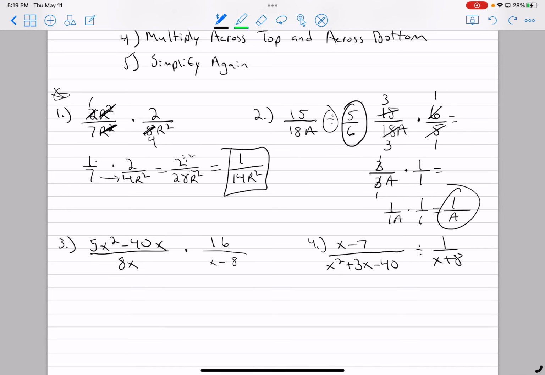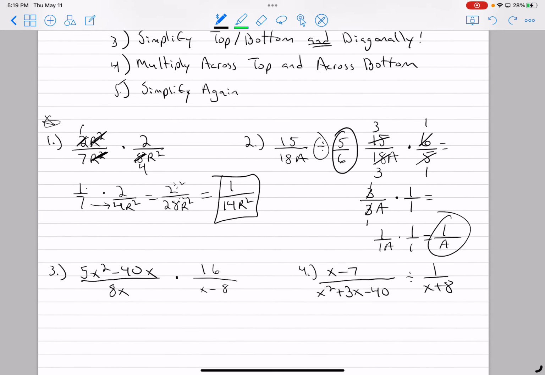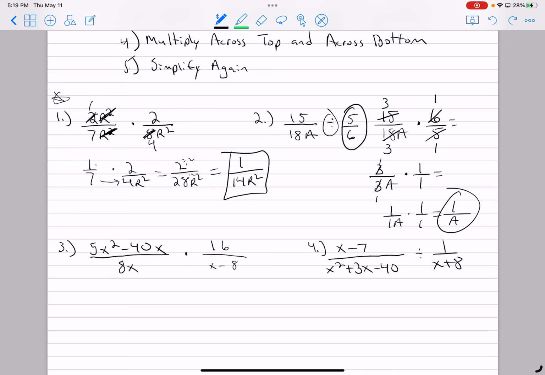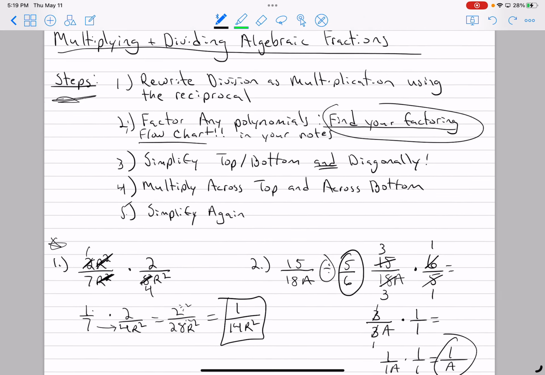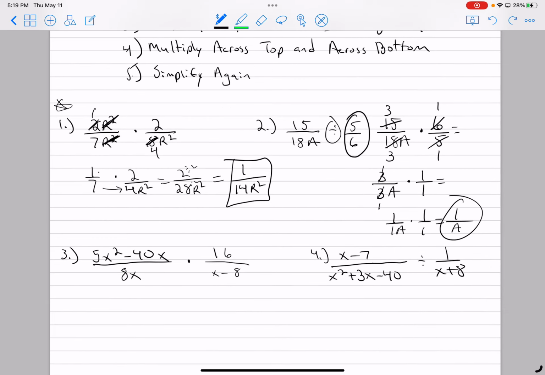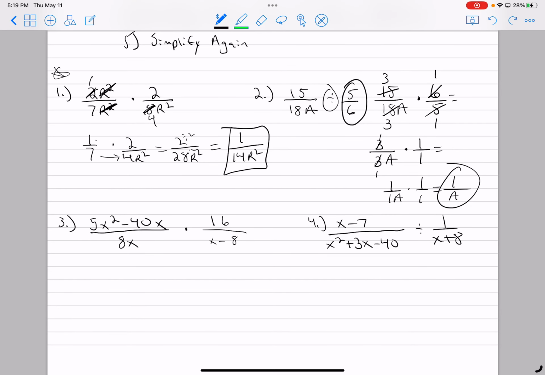This looks ugly, but it's not. Rewrite division as multiplication. Don't need to do that because this is already multiplication. Factor any polynomials. This has polynomials. This is a polynomial. This is a polynomial. So I need to factor them if I can. I need to find that factoring flow chart.